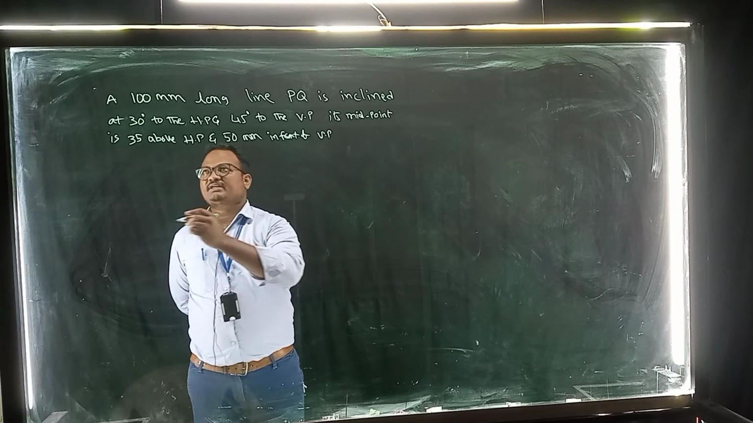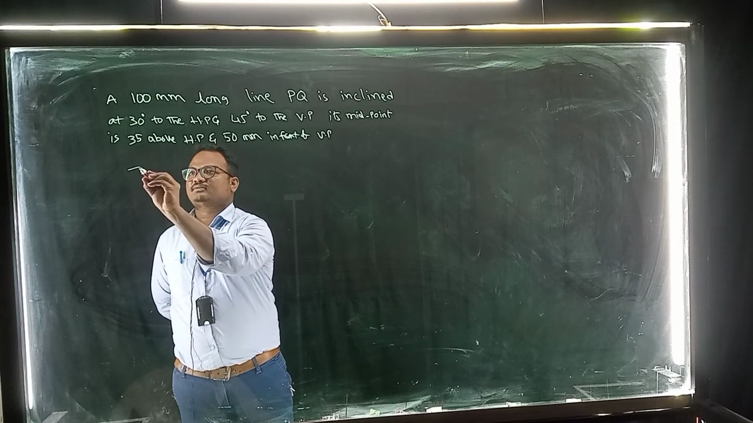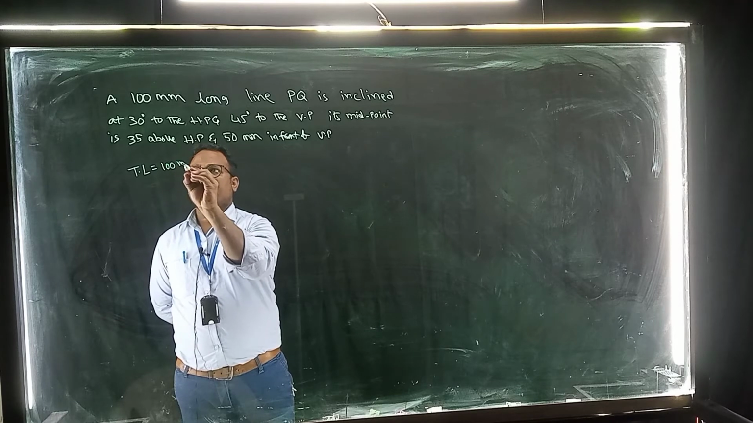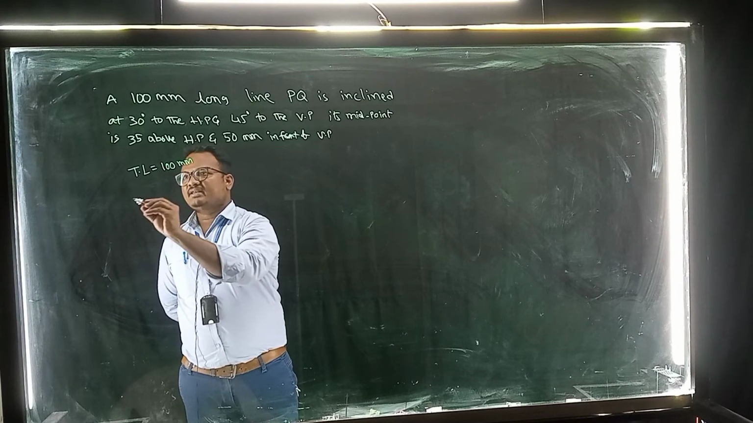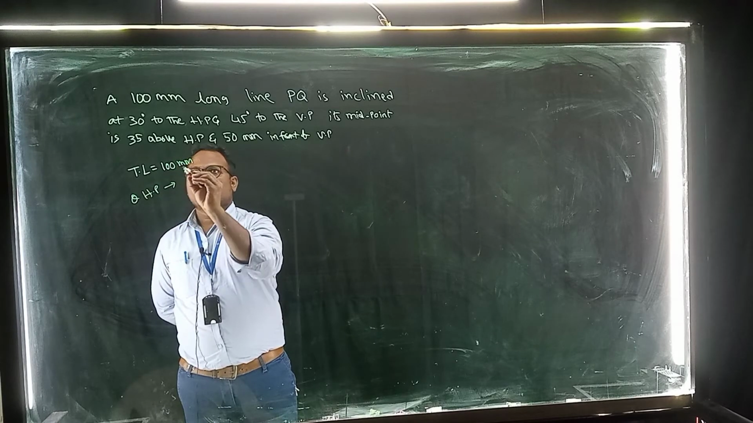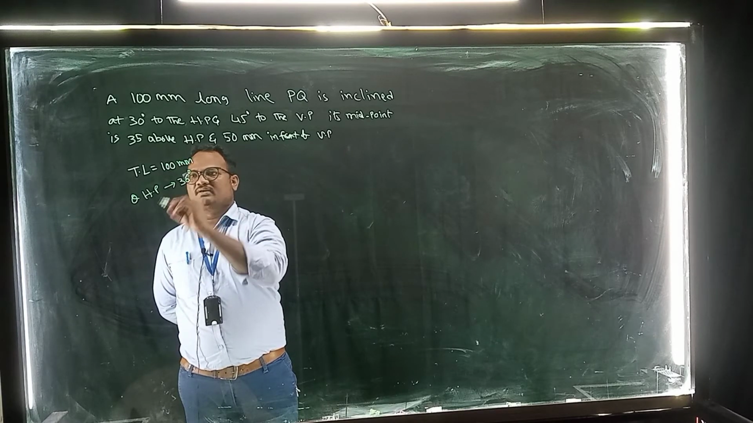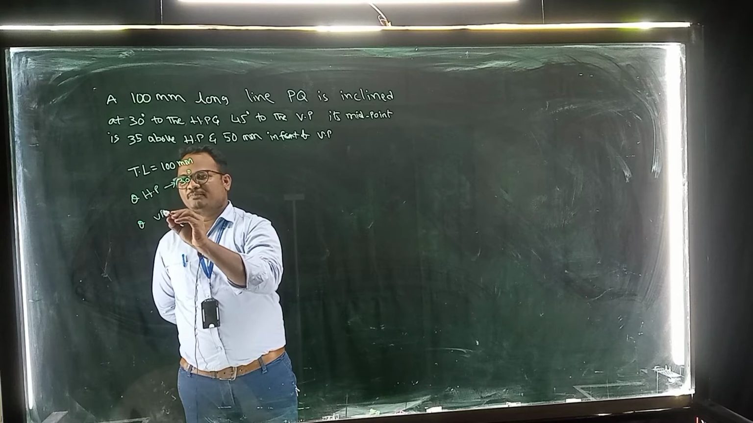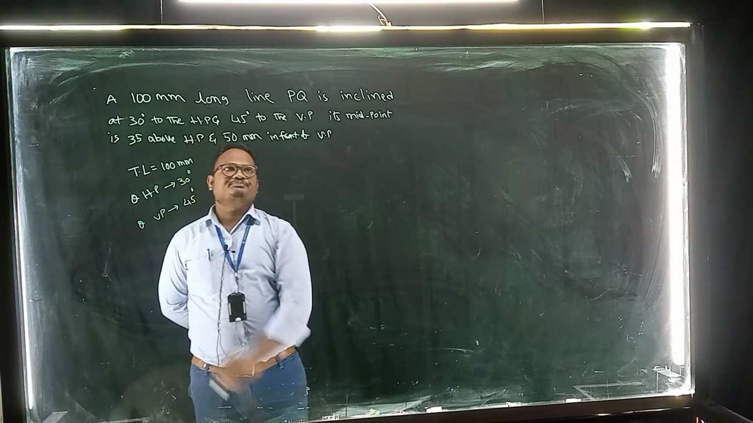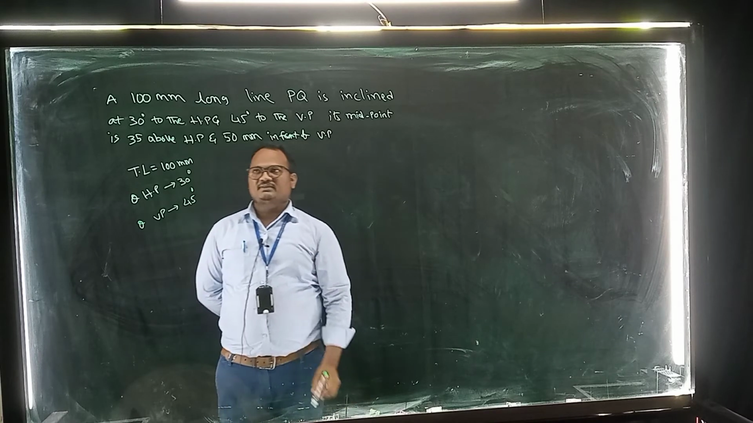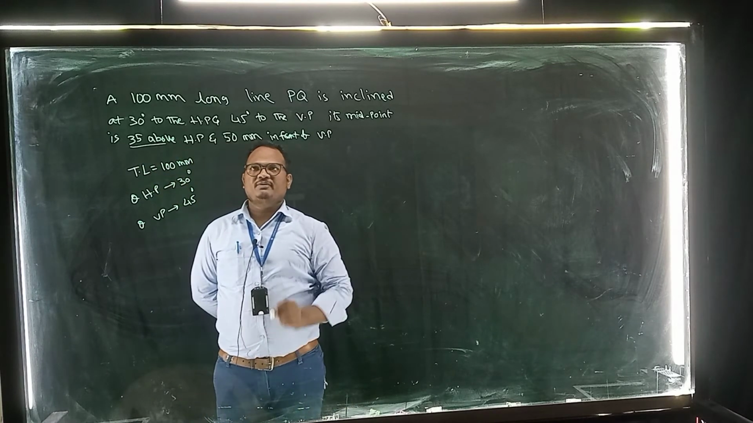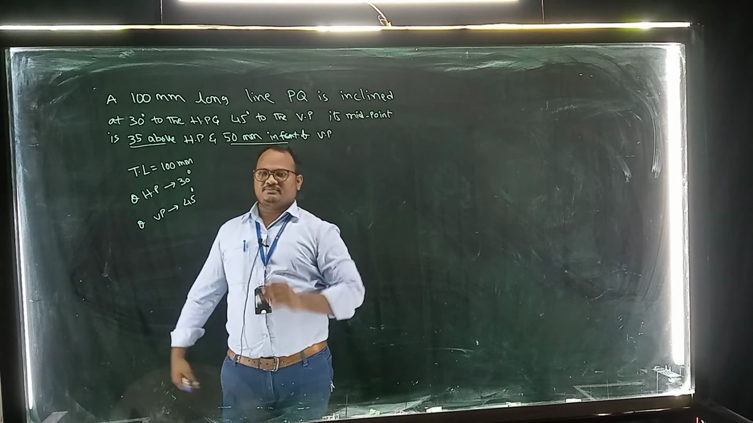projections. So coming to the data: true length, that is 100 mm. Next, angle of inclination to HP, he has given 30 degrees. Angle of inclination to VP, he has given 45 degrees. And midpoint above HP he has given 35 mm, and in front of VP he has given 50 mm.